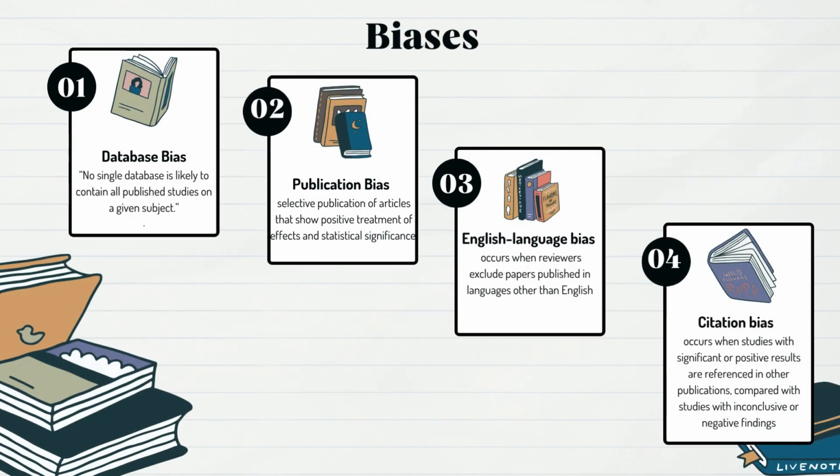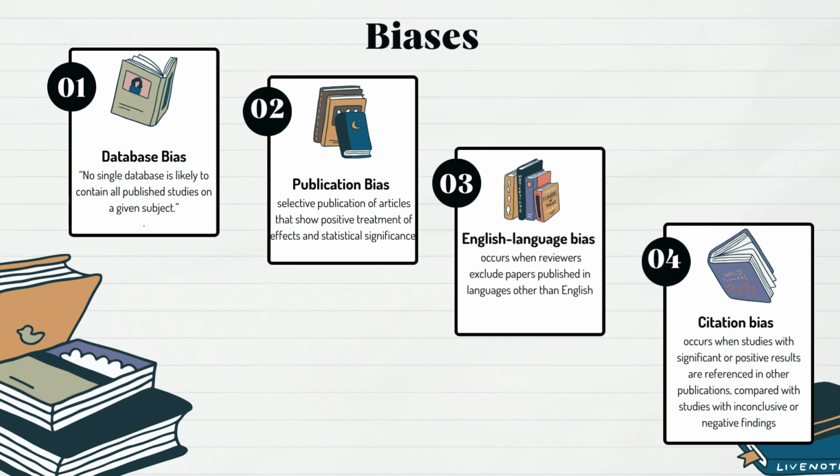Systematic reviews are powerful tools for summarizing research, but they're not perfect. Several biases can creep in and skew the results, making it harder to see the true picture. Here's a breakdown of some common biases and how they can affect a review. Database bias. Database bias occurs when relevant studies are missing from the databases searched for the review. This can happen if the studies are published in less well known databases or languages not included in the search. Searching multiple databases, including less well known ones, can help overcome this bias.